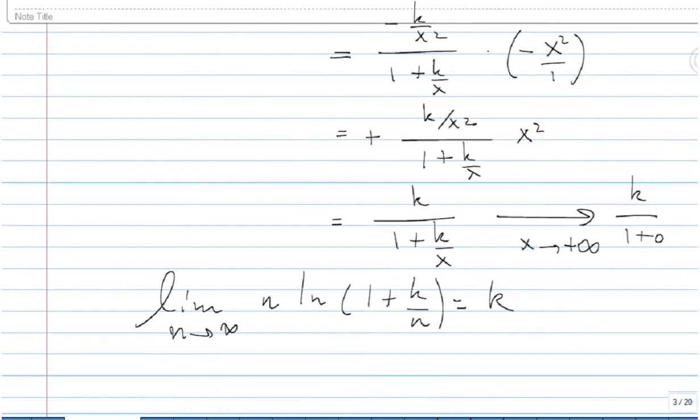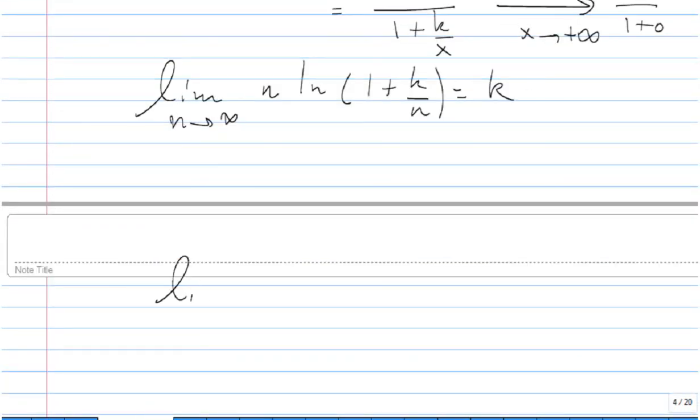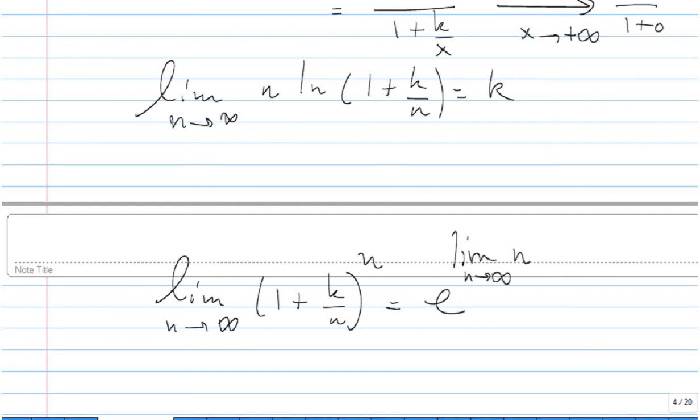So now if I want to go back to my original one, the limit of (1 + k/n)^n when n goes to infinity is going to be e to the power of the limit that we just found, of n ln(1 + k/n). So the answer is e^k. You see here, depending on the value of k, you get different limits. So it shows you that 1 to the power infinity is not 1. It can be different numbers depending on the value of k. If k is equal to 1, we find e, and if k is equal to minus 1, we will find e to the power minus 1.